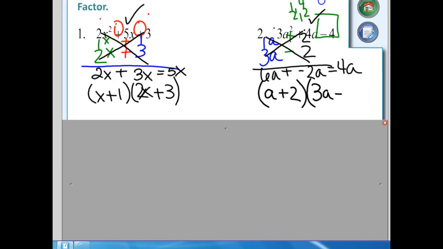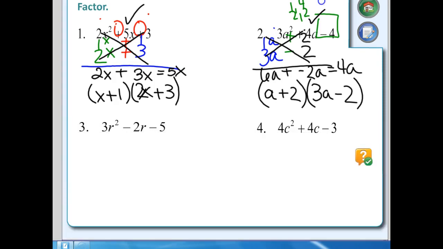and 3a minus 2 as my second binomial. Now, my board's not working very well calibrating, so let's see if I can make it a little bit neater on the next row. Okay, so let's go down here and look at number 3. Well, again, no GCF. It can't be a binomial squared because the front and the back are not perfect squares, so we're going to X factor.